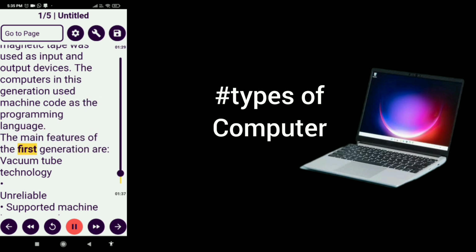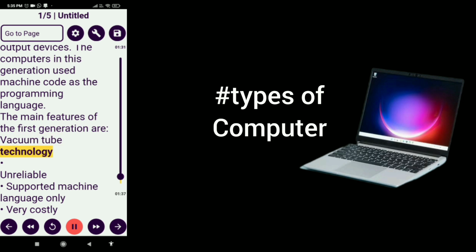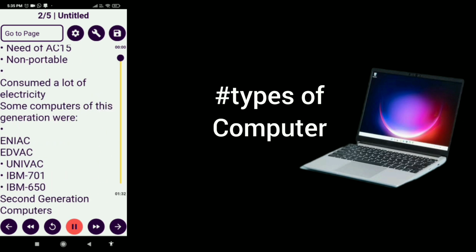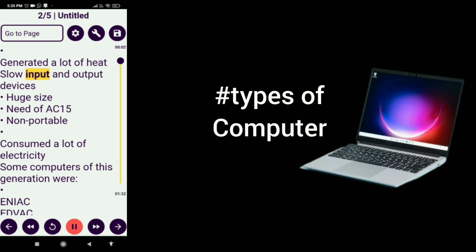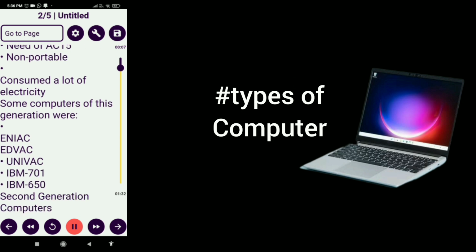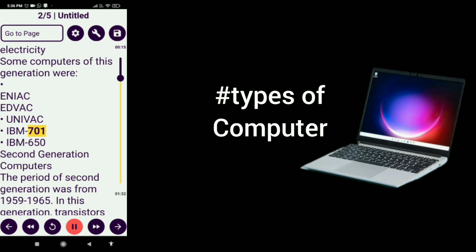The main features of the first generation are: vacuum tube technology, unreliable, supported machine language only, very costly, generated a lot of heat, slow input and output devices, huge size, need of AC, non-portable, consumed a lot of electricity. Some computers of this generation were ENIAC, EDVAC, UNIVAC, IBM 701, IBM 650.